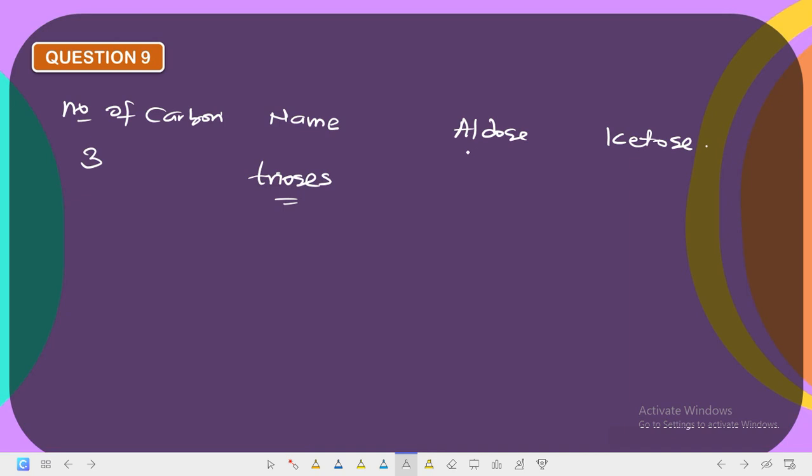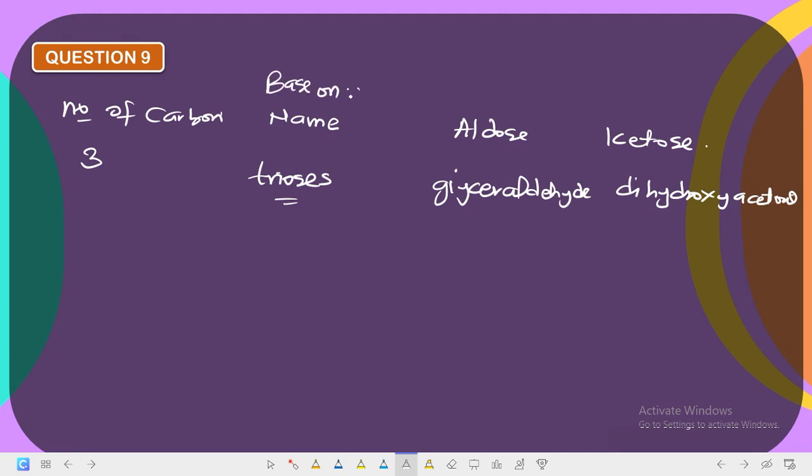Now, if it is an aldose, it is called glyceraldehyde, while if it is a ketose, it is called dihydroxyacetone. So for number of carbons, if it is 3, you call it trioses, which means it has 3 carbons. If it is an aldose, you call it glyceraldehyde, while if it's a ketose, you call it dihydroxyacetone.